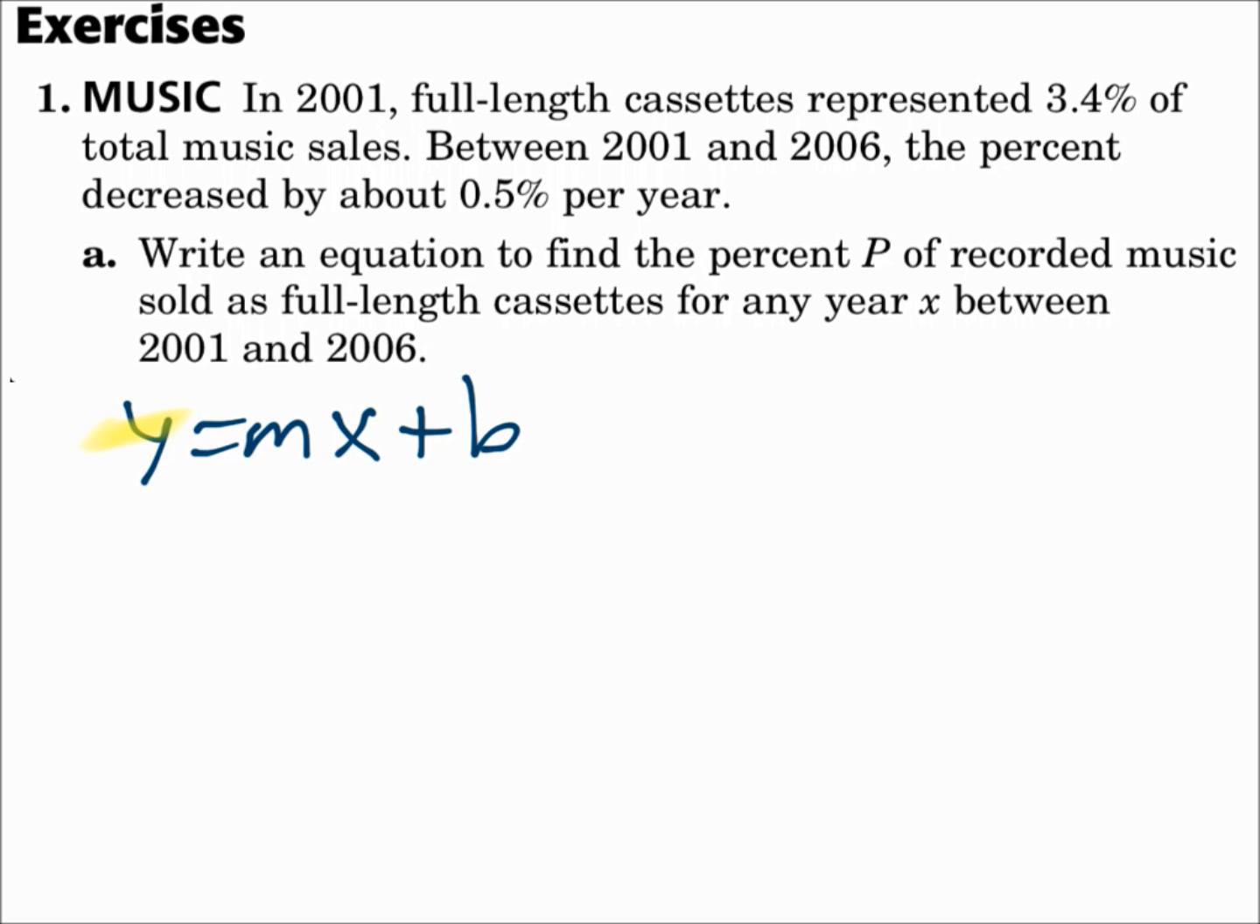Y is the total amount, and that's a variable. In this question, the total amount is what we're finding, and that's P. So P goes where Y is. M is the repeating number. Which number occurs over and over again? Well, since this decreases by 0.5% per year, each year you go down 0.5%. That's a repeating number. And since it's decreasing, it'll be negative 0.5.